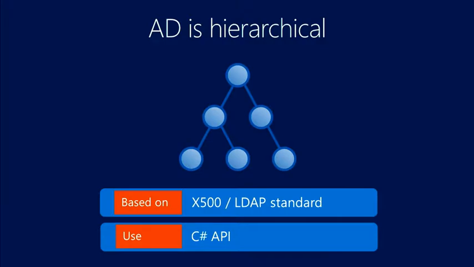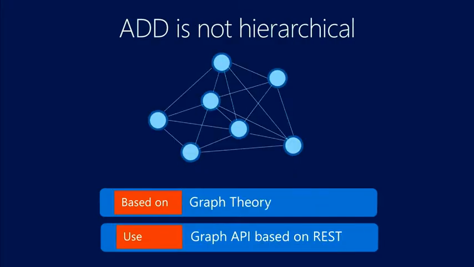The thing about AD is that it's hierarchical. It's built around the corporate structure. You have a company, it has departments, it has managers, it has users. So it's nice and straight line. It's based on the X500 standard. How do you access it? You use the C# APIs. In .NET Framework 2, you would have used directory services. .NET Framework 3.5 onwards, you've used account management.